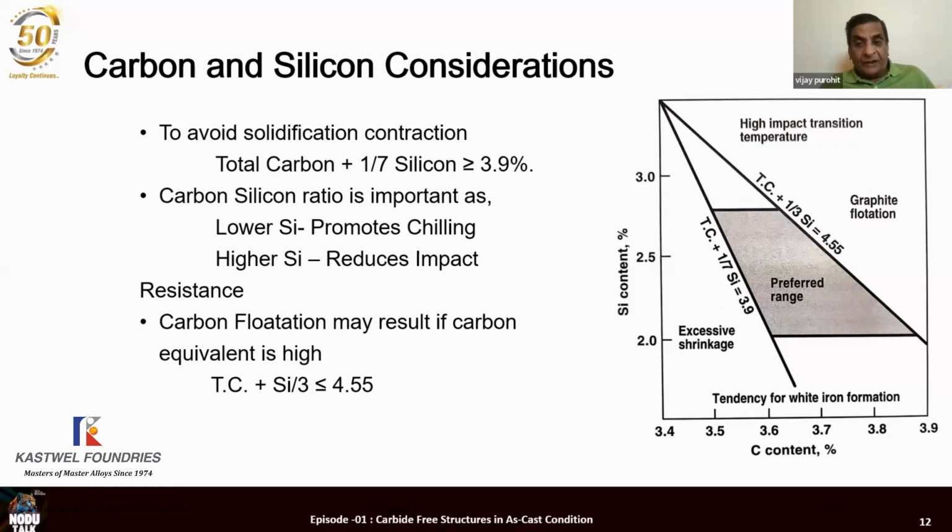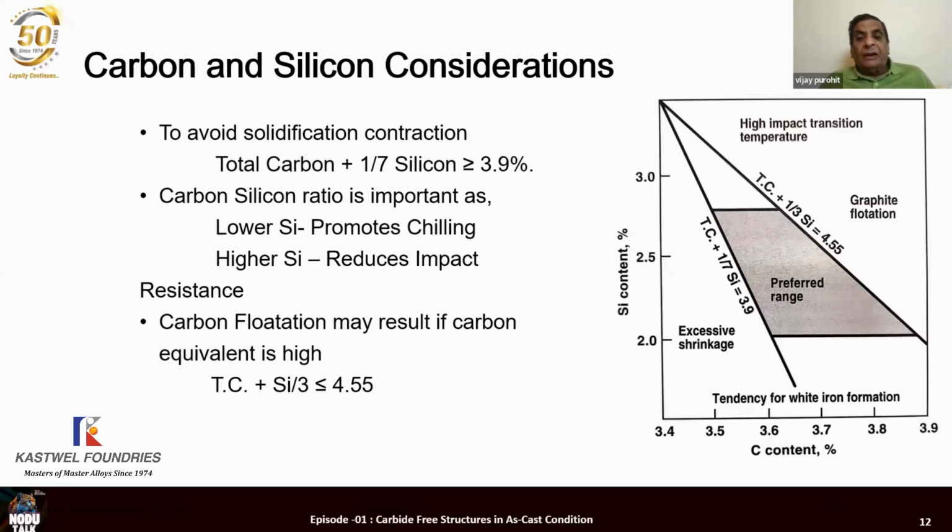Now let's go to the upper side line of the window. There is a higher silicon. If you go beyond that silicon, the upper line in this case is about 2.75 in this figure. If you go beyond 2.75 silicon, according to this figure, you end up in the area where the casting will have a very high impact transition temperature. That means the casting will have more brittleness. The impact transition temperature will be high. It may be room temperature or even higher than room temperature. That means above that temperature, the material will be ductile. But below that temperature, the material will be brittle.